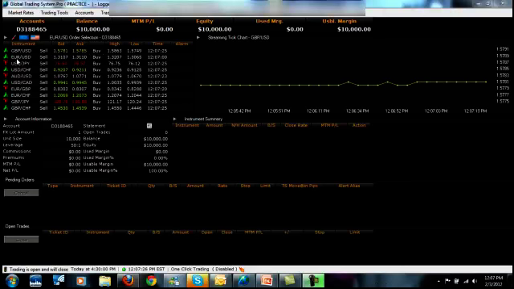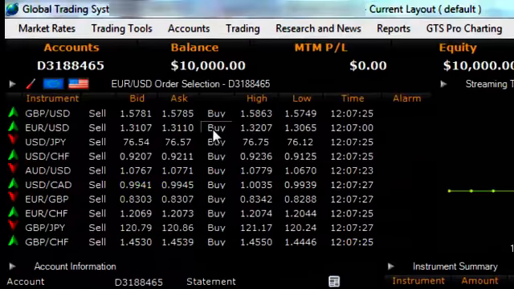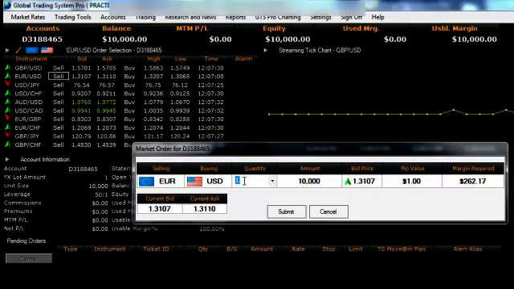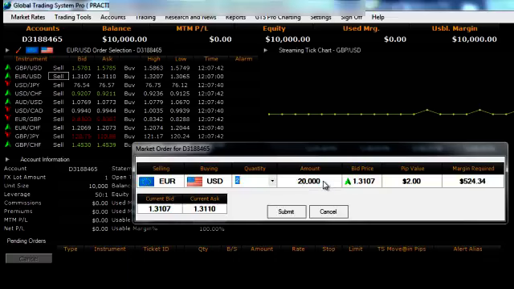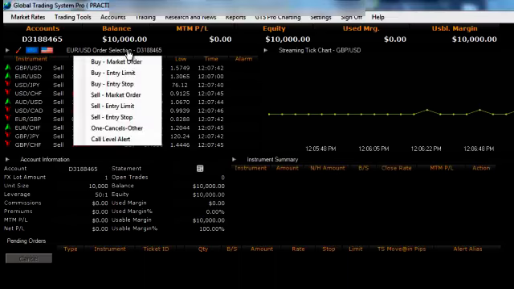So every time that price moves up or down one pip, it's gaining you or losing you $2. The easiest way to do this, before we actually get into the trade, you click on sell on the euro, and you're going to see this quantity in pip value. $1. We're willing to do $2. So you see this amount is 10K. If you click the 2, now 20K equals $2 per pip. So click cancel. And you see this order selection, we're going to do a sell entry limit.